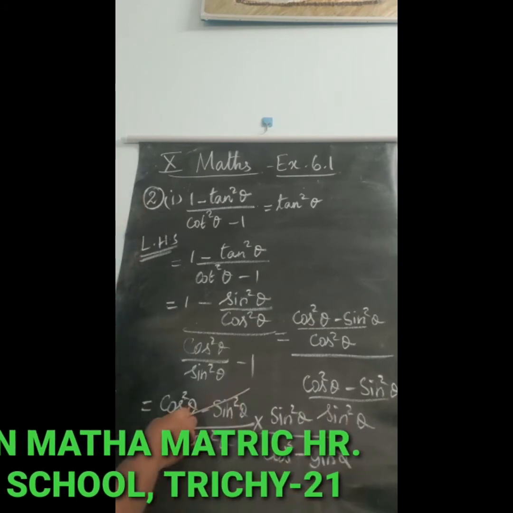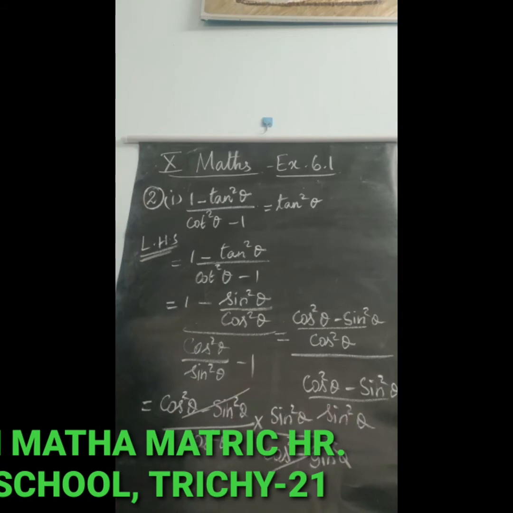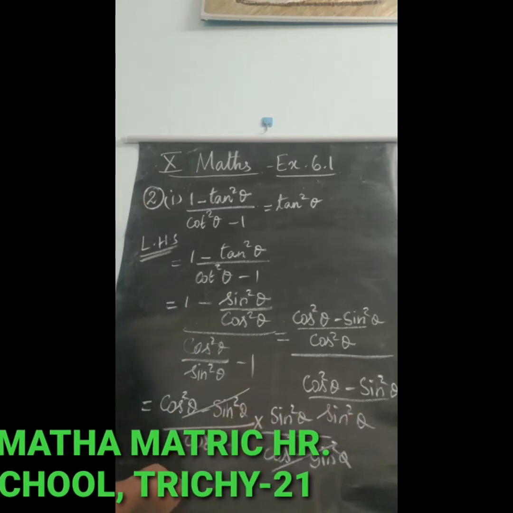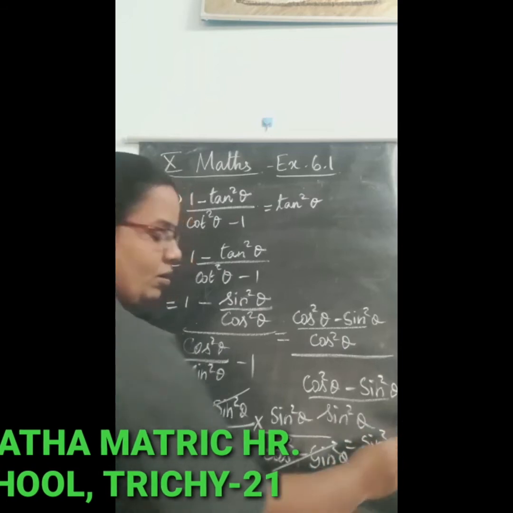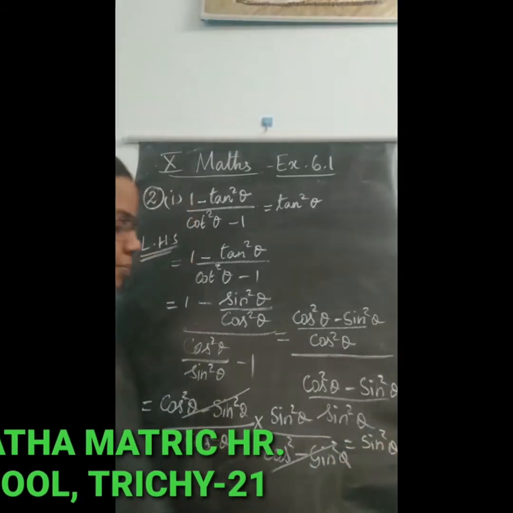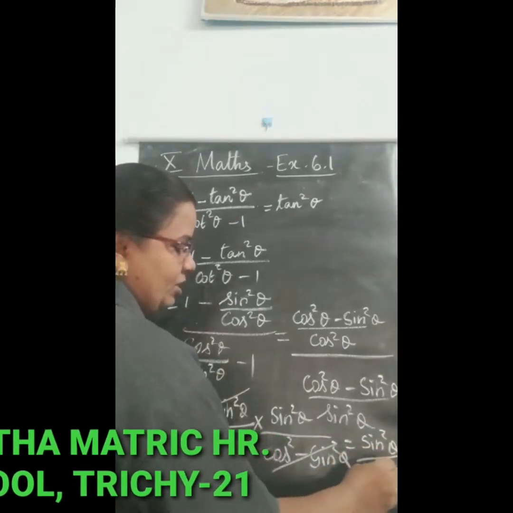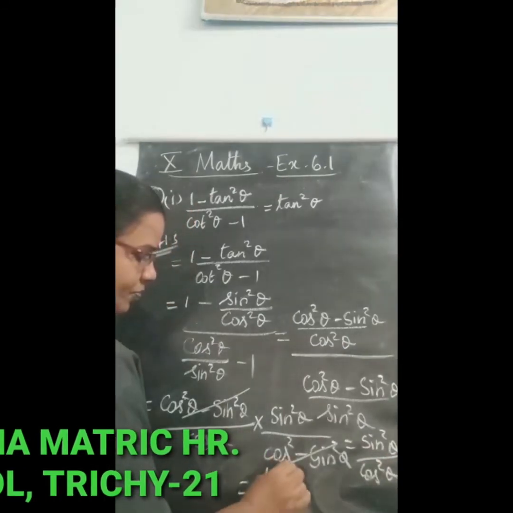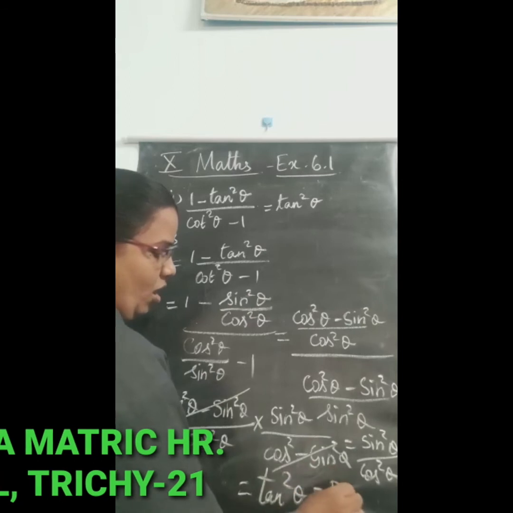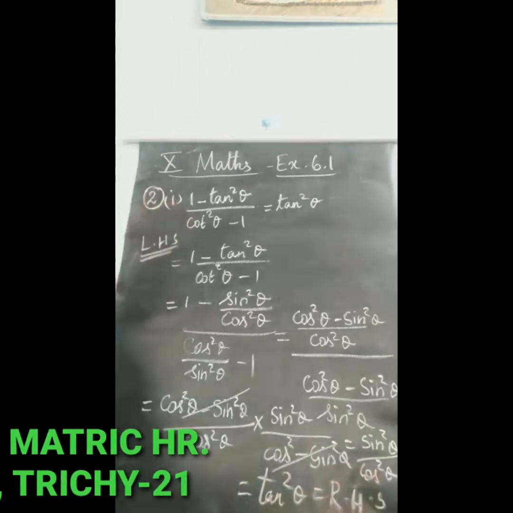So here cos square theta minus sin square theta cancel. What are the remaining terms? Sin square theta by cos square theta. So that is equal to tan square theta. So that is equal to RHS, hence proved.